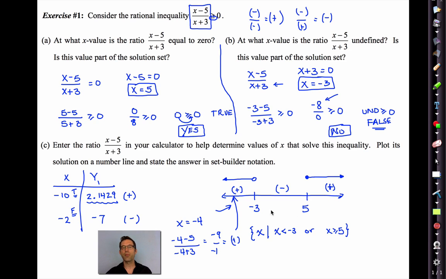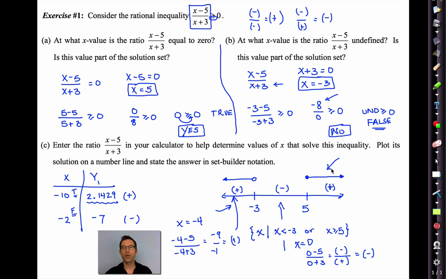But then if you pick a number between negative 3 and 5, I gotta find some space here. Let's say we pick x equals 0. That's a good choice. Then we would have 0 minus 5 divided by 0 plus 3. Again, it's not really important what we get. What's important is that the numerator is negative, the denominator is positive, and that results in an overall negative.